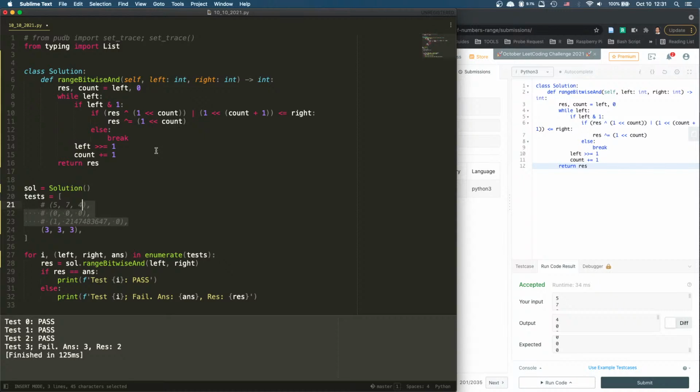So while left, and the first one is a 1, right? And then we say res, the smallest one. What I do is I turn this 1 into a 0, right? And then I OR it. Maybe you should not OR it. You should plus. Plus. Wait, really? Plus?